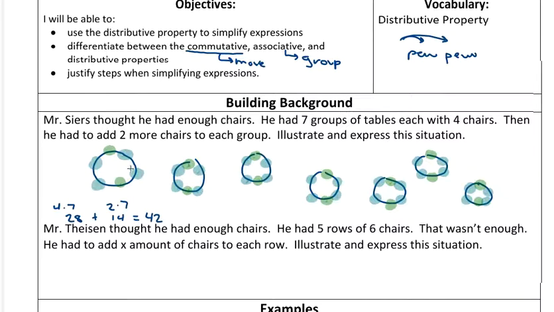Or he could have just said that, oh, there's 6 at each table. So now I have 6 for 7 groups, so 6 times 7 is 42. Just depends on how he counted it, if he counted it first and then added 2 and wanted to just add those extra ones.